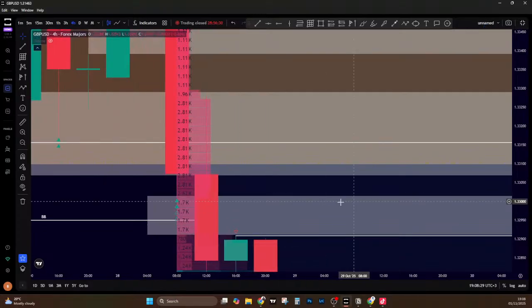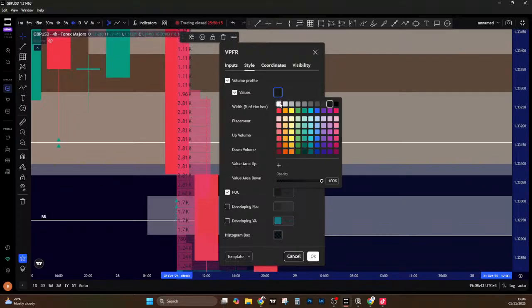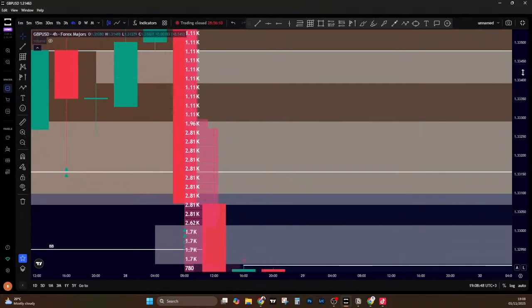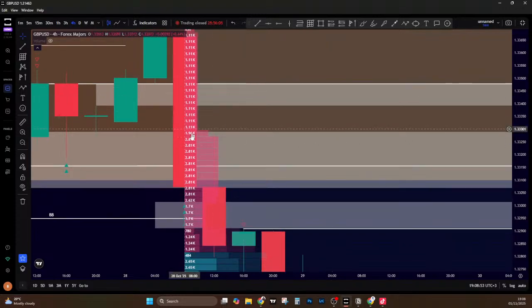So look at this. You see where we have the BB, we had some selling pressure here. We have 1.7K and so forth and so forth. Let me change this to white so that you can see. But look at this area. Can you see from this area here, this is where we had most of the sellers.